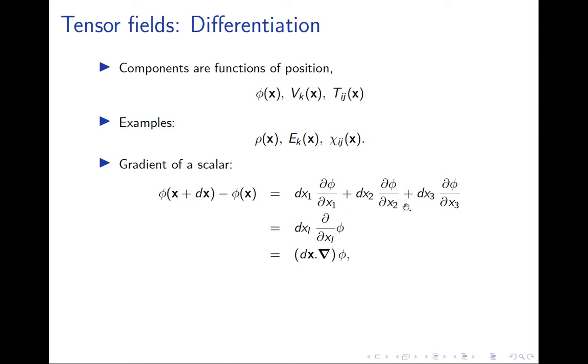Now this can be written in index notation as dxl, del del xl, and then L gets summed over, so it reproduces all three when you perform the sum. So this quantity looks like a dot product of two indexed objects, dxl and del del xl. Some people write it as del L in an abbreviated notation. We will do that as well.